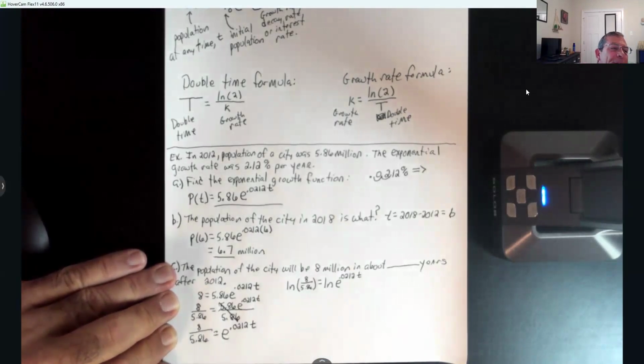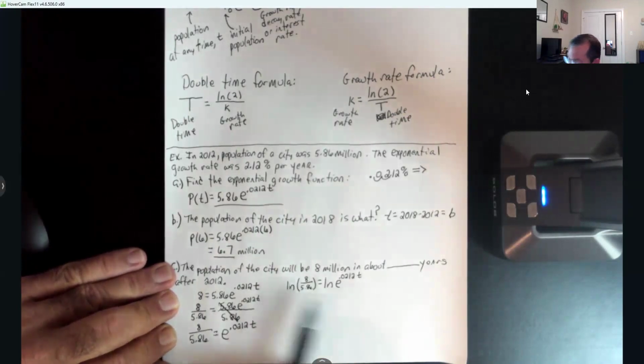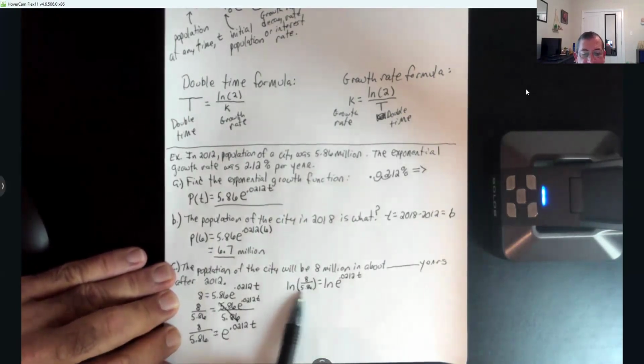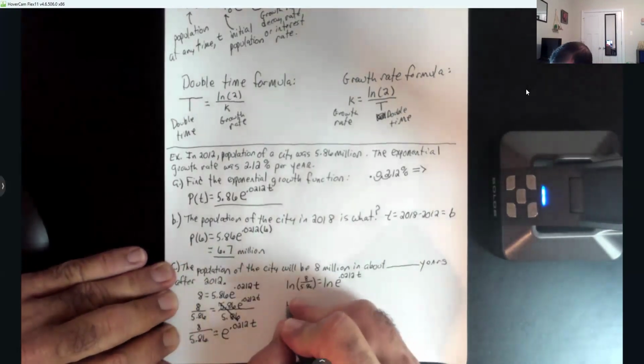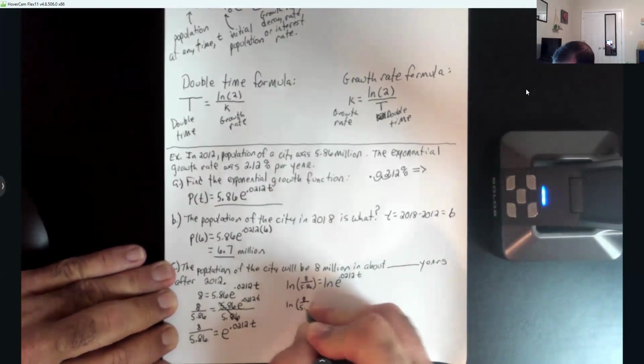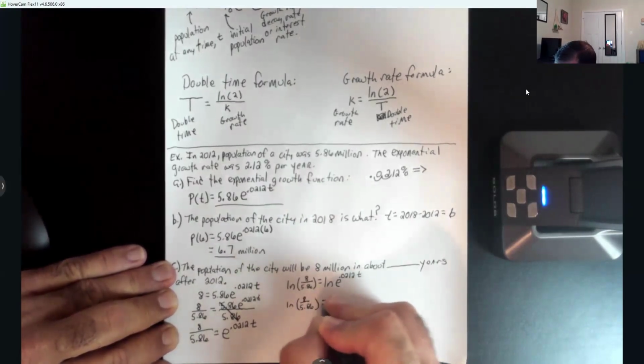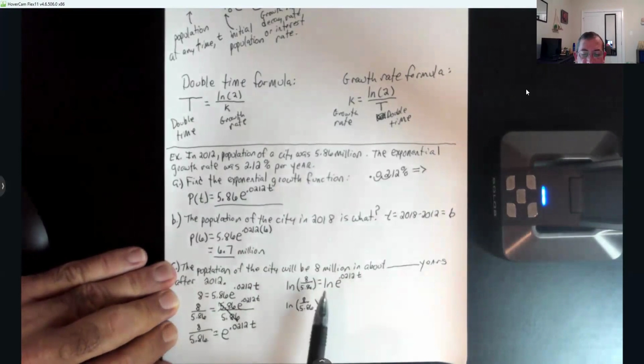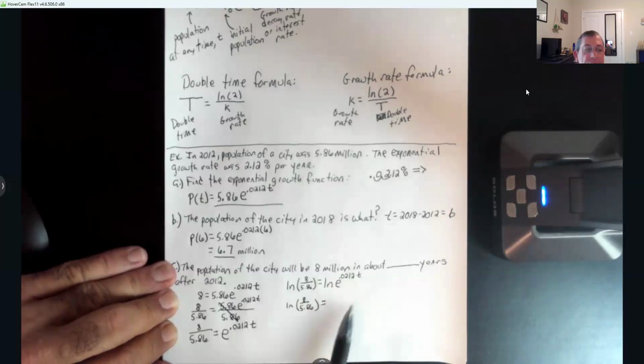I didn't realize you were typing all that, so it takes a while to type all that in. But good job. We're taking the ln of both sides. So now I'm not going to figure this out yet, like I said, till my last step. So I'm going to bring down the ln of 8 divided by 5.86. But if you take an ln of e to the 0.0212t, what can we write here now?